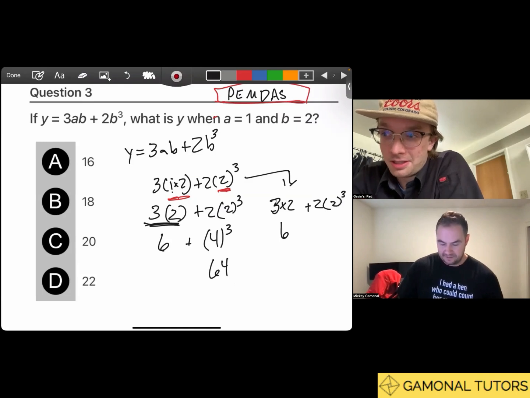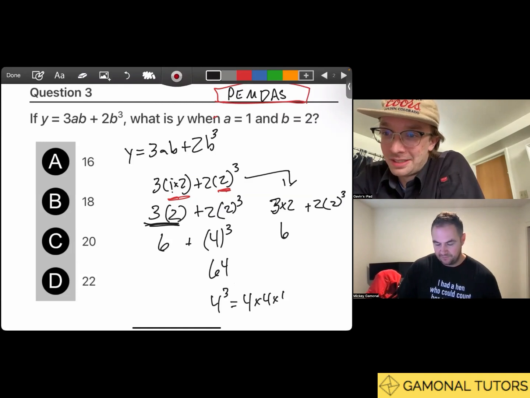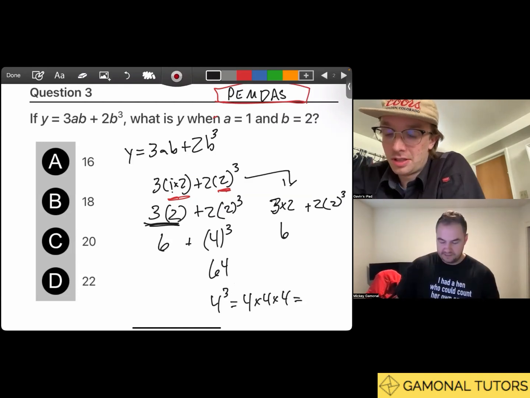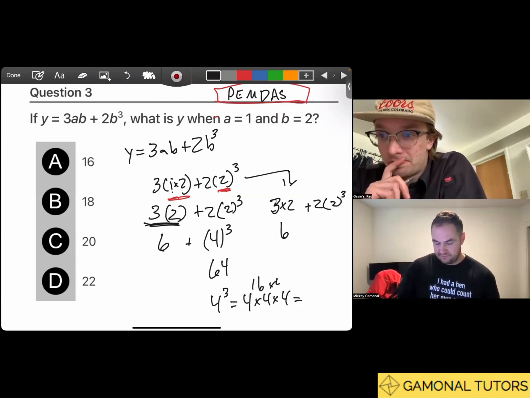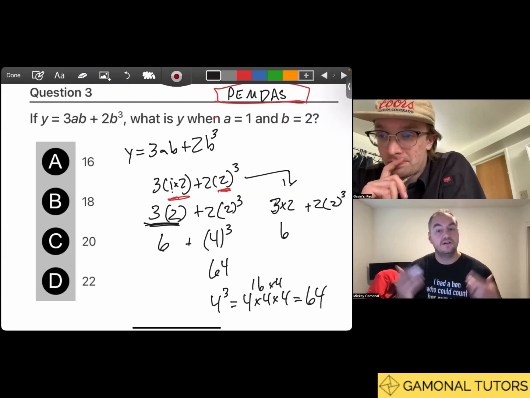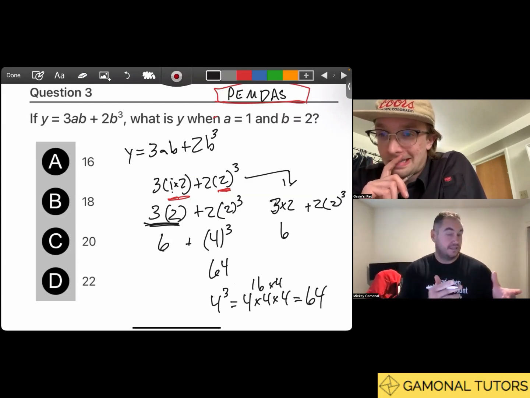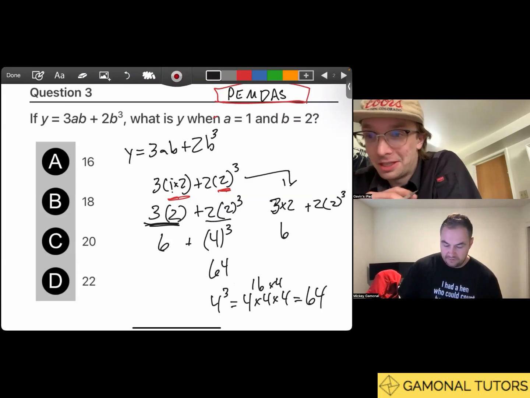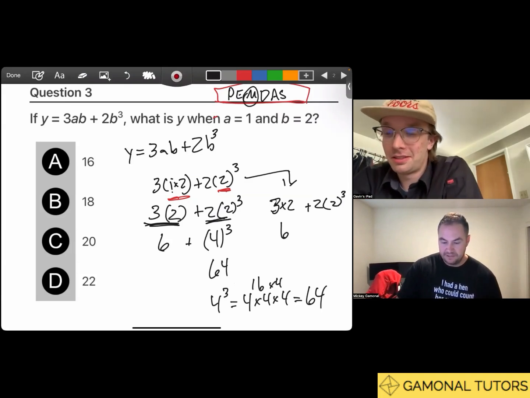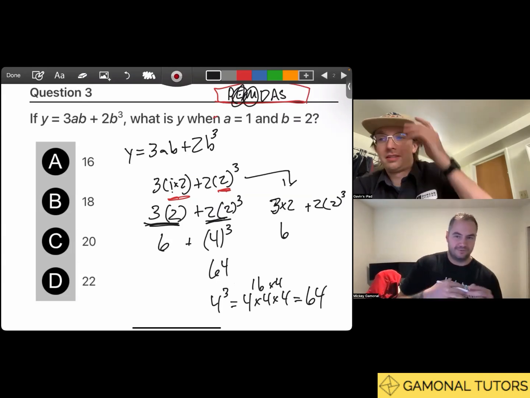And 64 is correct. 4 to the third power does in fact equal 4 times 4 times 4. And again, we would just do it one at a time. So 4 times 4 is 16, times 4 equals 64. So great work. You just did it in the wrong order, right? If you do 2 times 2, that's doing multiplication before exponents. And so you got to make sure you're doing exponents before multiplication.